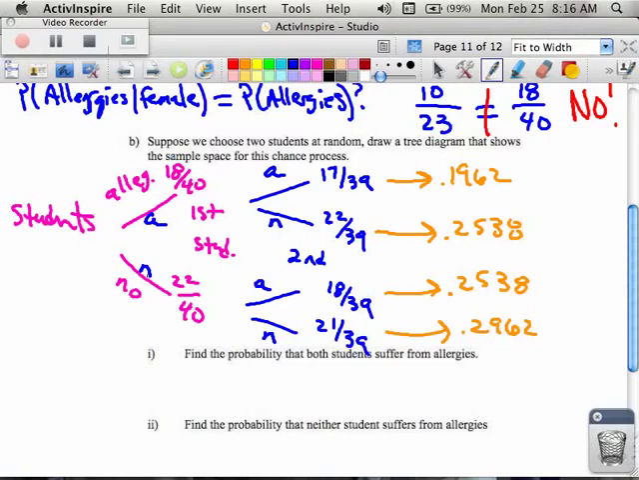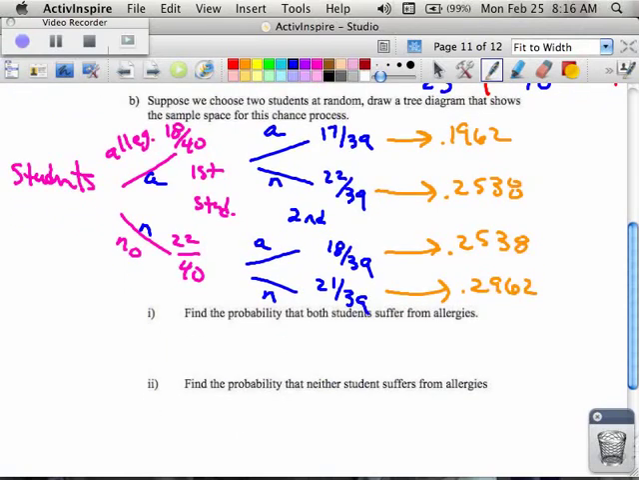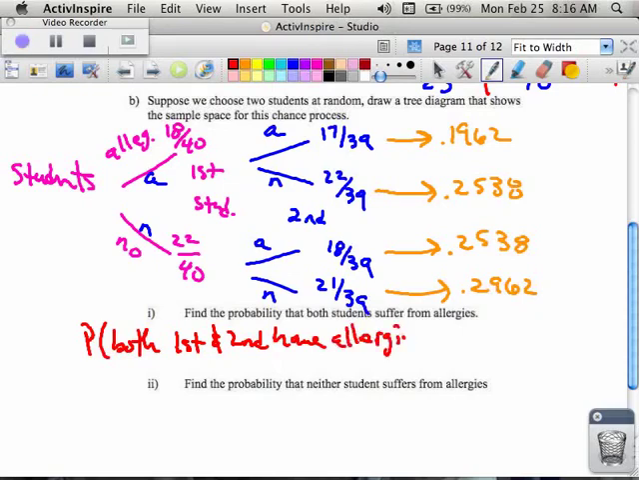So down below we're going to ask a couple questions based on that tree diagram. The first one says, find the probability that both students have allergies. As I look at my tree diagram, if I want both to have allergies, I follow the A's along. So that's the first tree branching up to the top, again up to the top, and I go across. And the likelihood that they both have allergies is 0.1962. So I write that down. The probability that both first and second have allergies equals 0.1962. That came from right here.